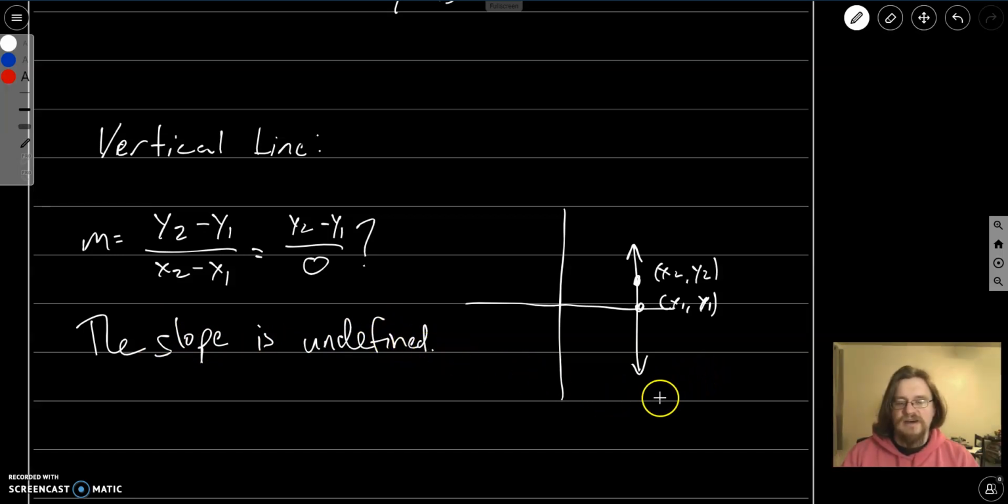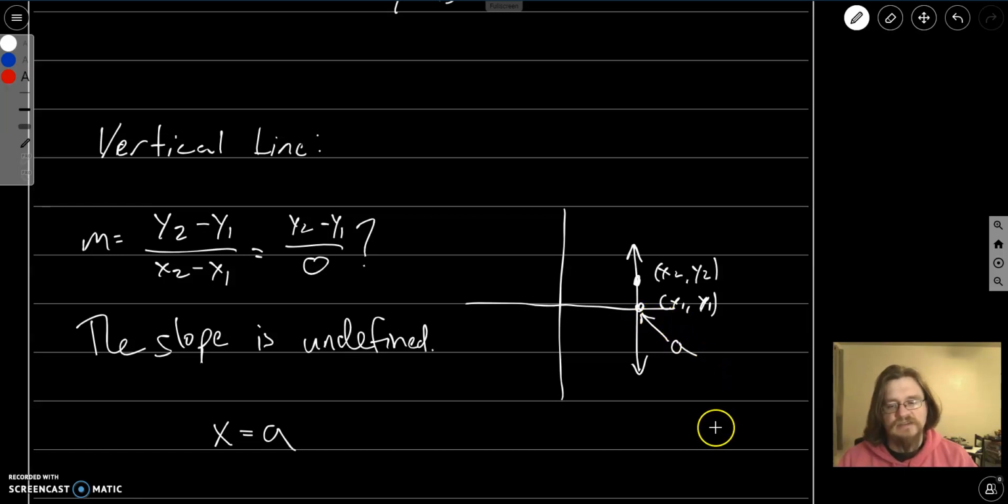And because the slope is undefined, we can't define an m. y is equal to mx plus b doesn't really apply. There is no m. However, we can still describe this line. We just want to say x is equal to a, and a is going to be the x-intercept this time.